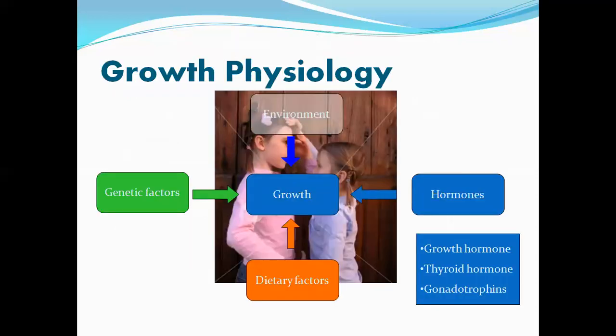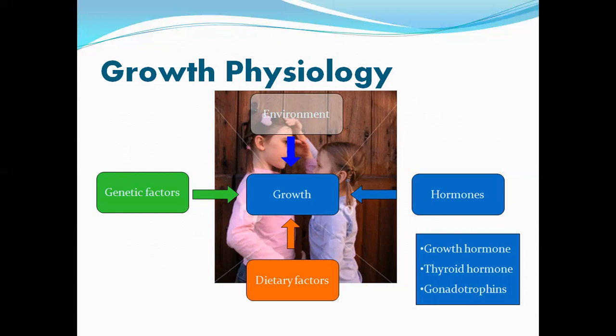Growth physiology: the moment fertilization takes place in the uterus, the height of the baby is destined. It means genetically, the baby is destined to gain whatever height it depends on the mother and father. But environment, dietary factors, and hormones definitely affect the ultimate height of the baby.